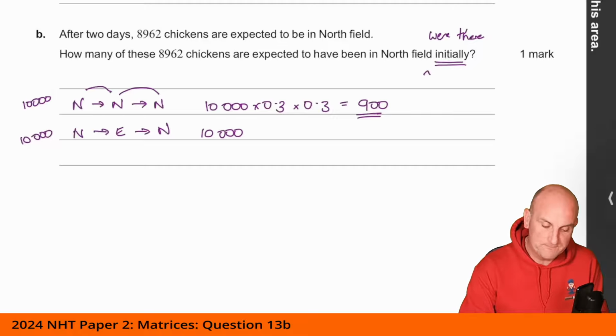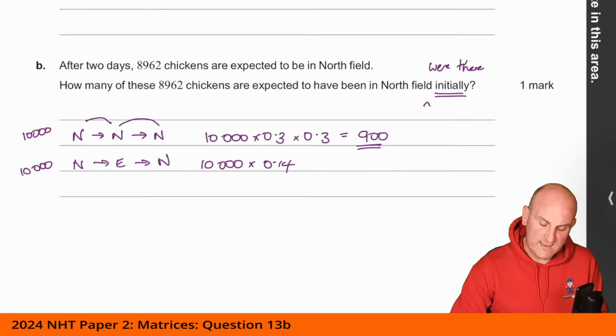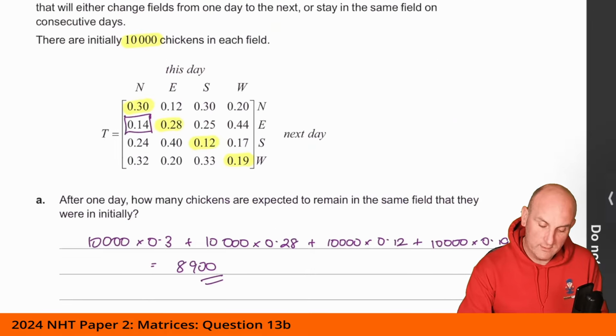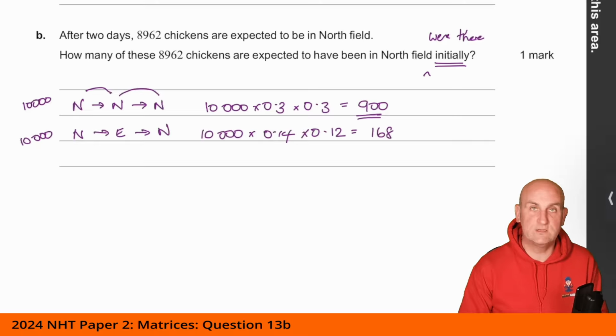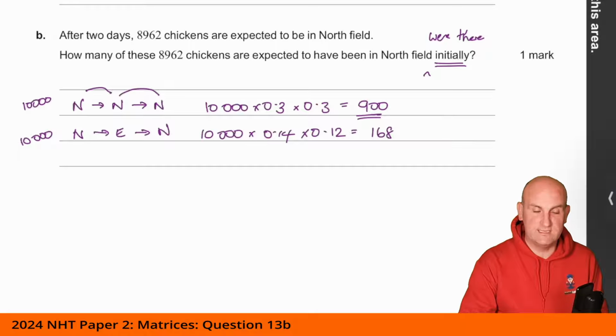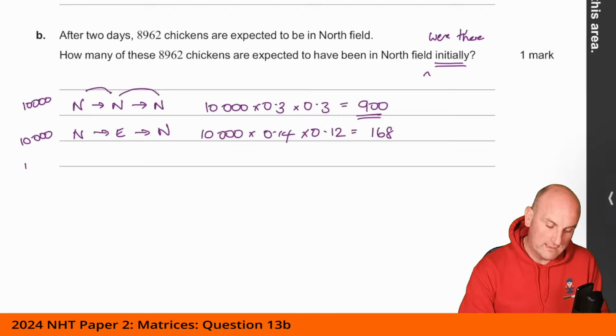So you've got 10,000 times 0.14, because to go from North to East is 0.14, and then to go from East to North is 0.12. So basically, if I do that times 0.12, I ended up with 168. So 168 of the original chickens started at North, went to the East Field, and then came back to the North Field.